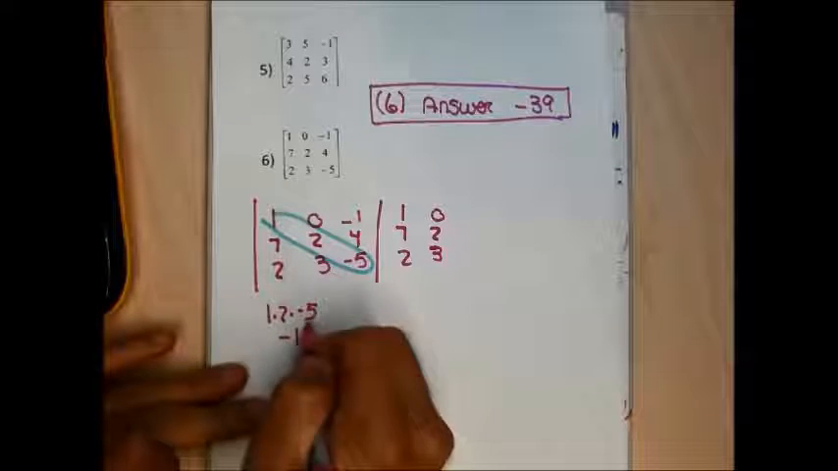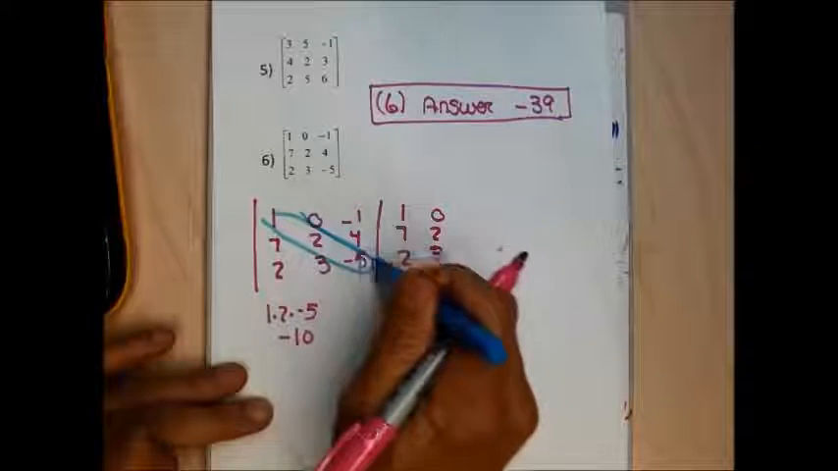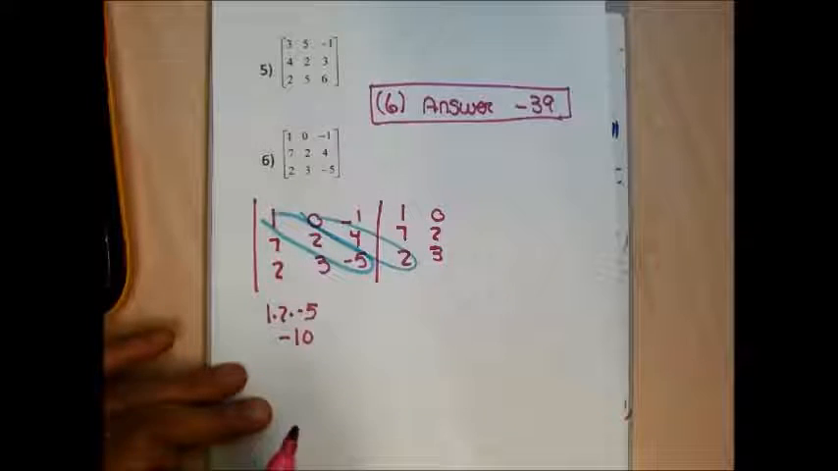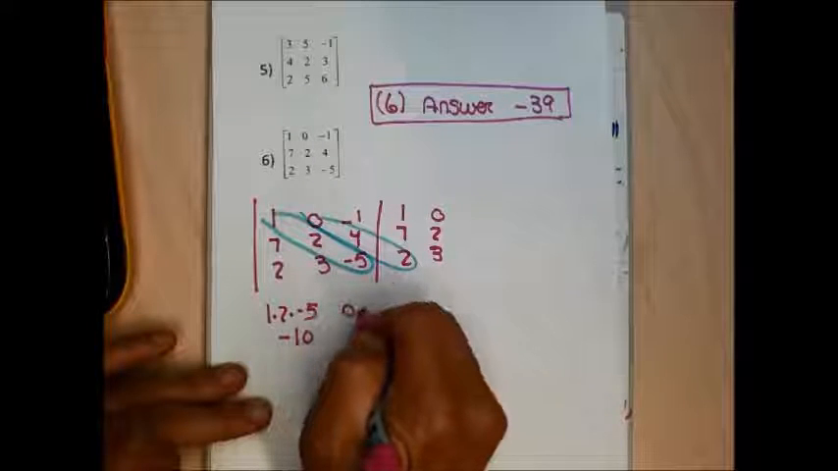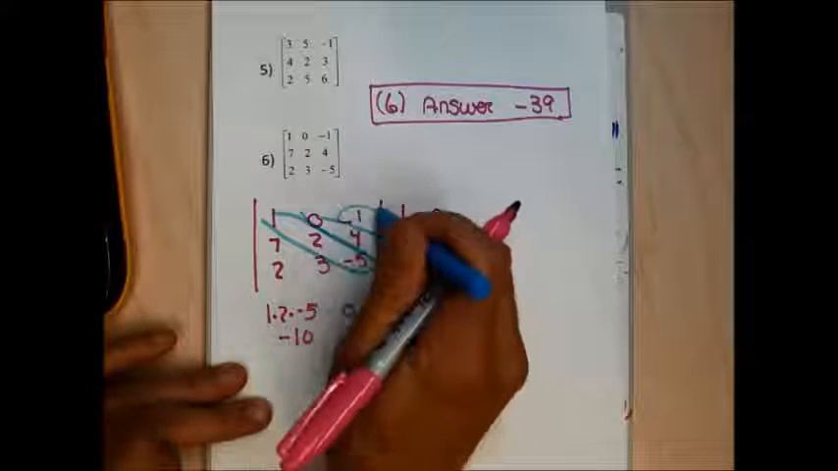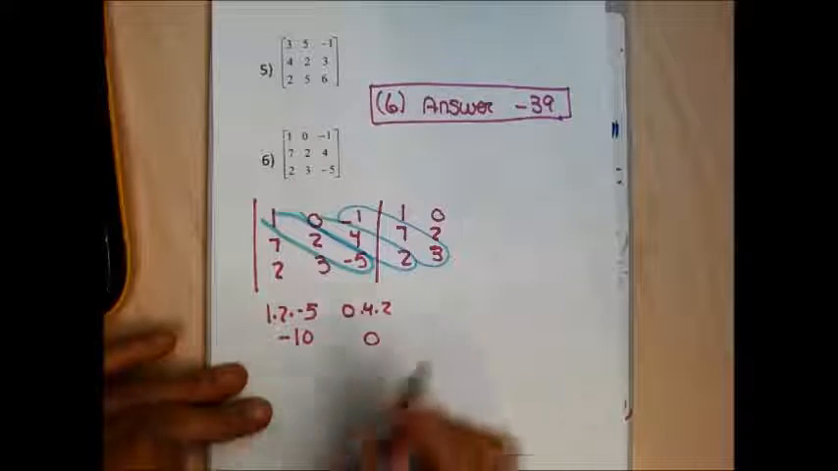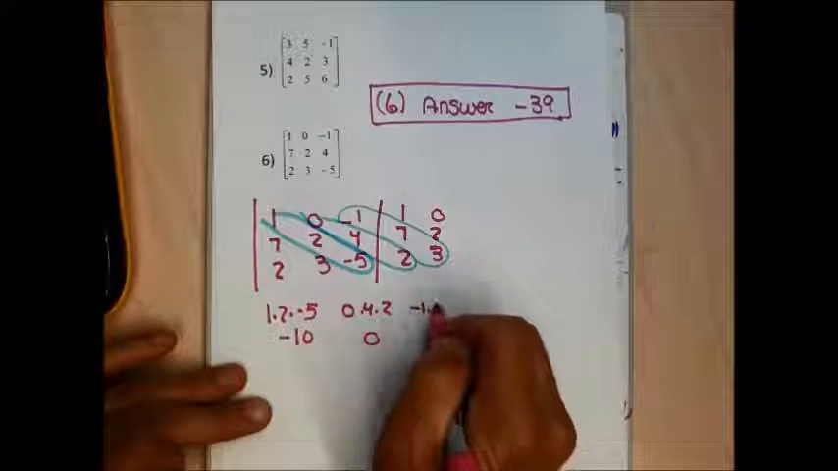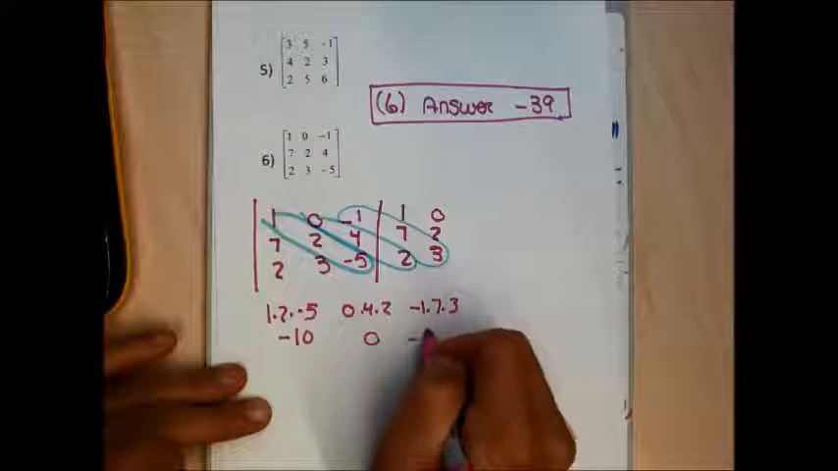That's going to give me a negative 10. Then I'm going to multiply 0 times 4 times 2. That's going to give me a 0. Then I'm going to multiply negative 1 times 7 times 3. That's going to give me a negative 21.